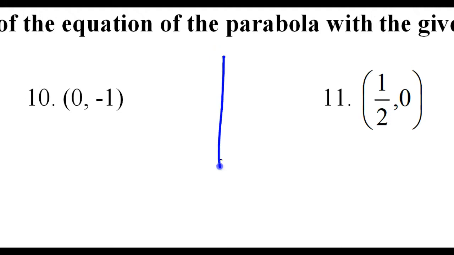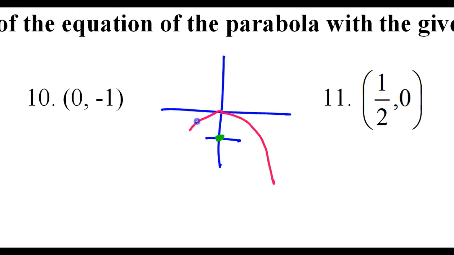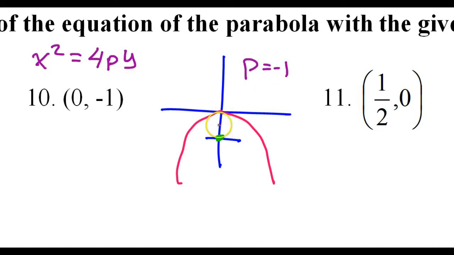Looking at number 10, again, quick sketch. (0, -1) would be right here. So there's my focus. That means the parabola is facing downward, so it's a normal up and down parabola. The model is going to be x squared is equal to 4py. Now I know that p is -1, because look, it's right here. So 4 times -1 is simply -4. So the equation that we want will be x squared is equal to -4y.